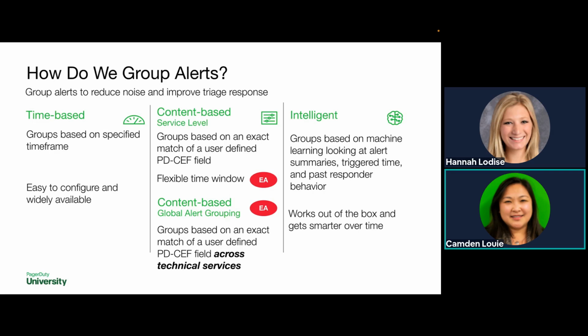Now, we did want to just give you a little peek here and talk about a couple early features that are in early access right now. So very soon, you'll be able to use content-based alert grouping, and you'll have a flexible time window to really dictate how long those alerts should group together. So you can be even more granular about the content-based alert grouping. You can give it a specific time range.